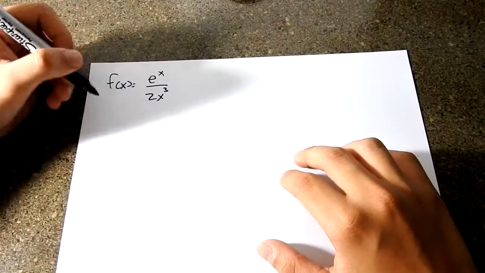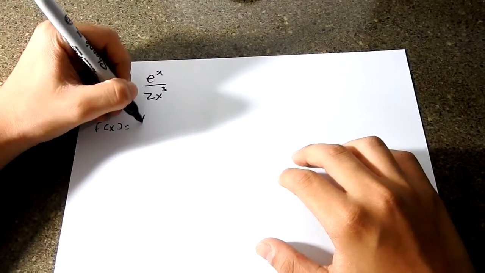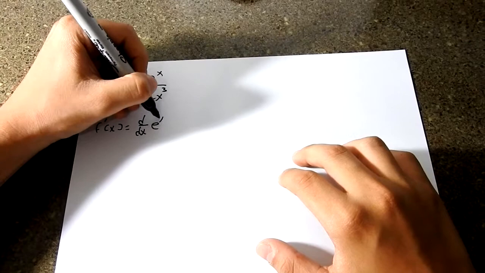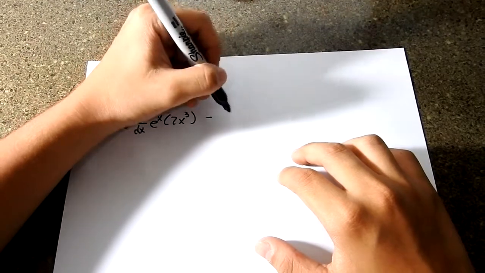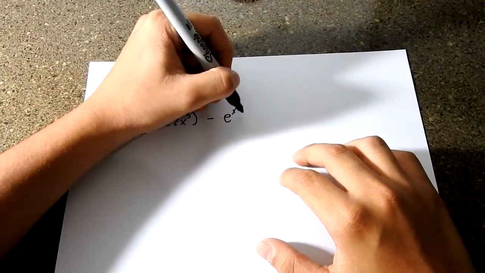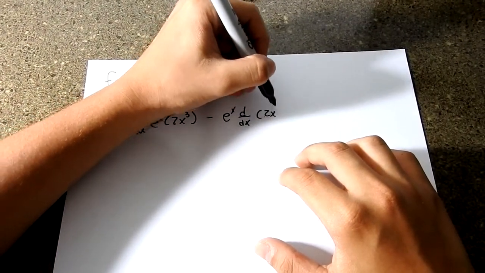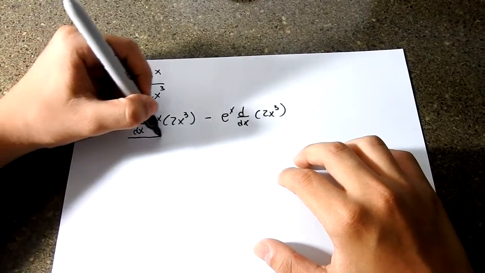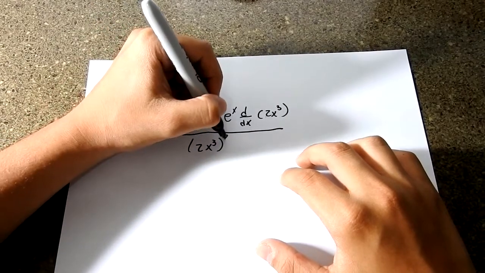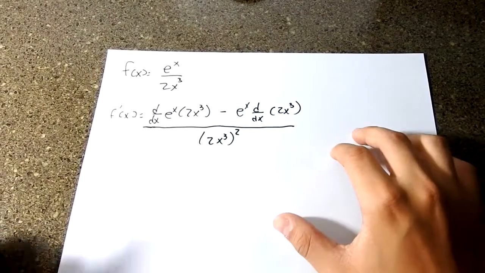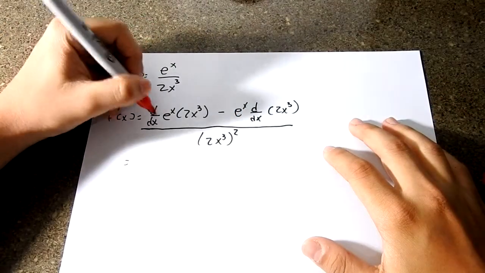We have a quotient rule here, so we know that f prime of x is going to be derivative of numerator times denominator minus numerator times derivative of denominator 2x to the third power, and then all of this divided by 2x to the third power squared. So now, derivative of e to the x, we have two derivatives to apply here.